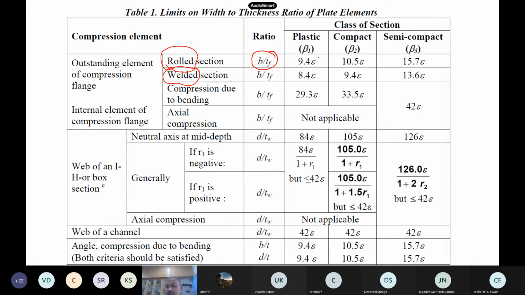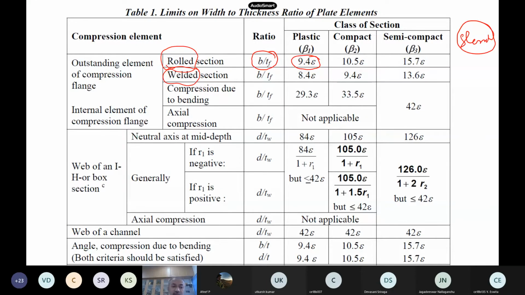If it has to be a plastic section, it should be less than 9.4 epsilon. If it is a compact section, it should lie between 9.4 epsilon and 10.5. If it is semi-compact, 10.5 to 15.7. And if it is more than 15.7, then it is a slender section. And as I already told you, a slender section should not be used in building design under our IS code.